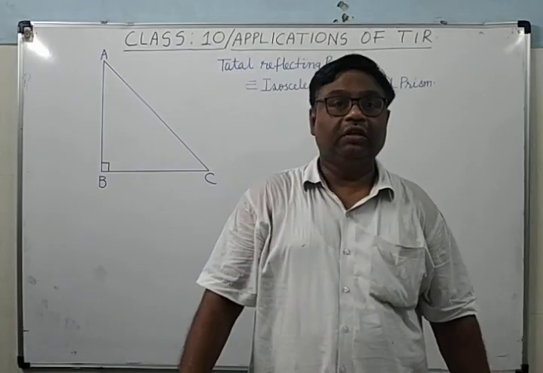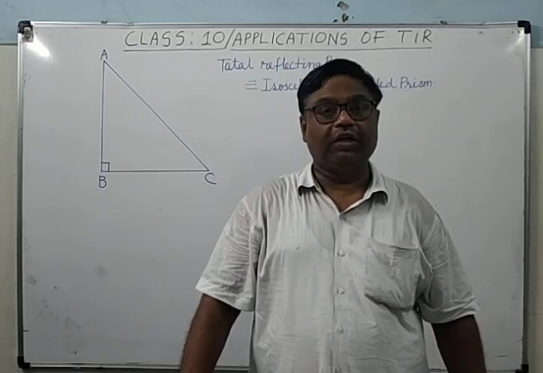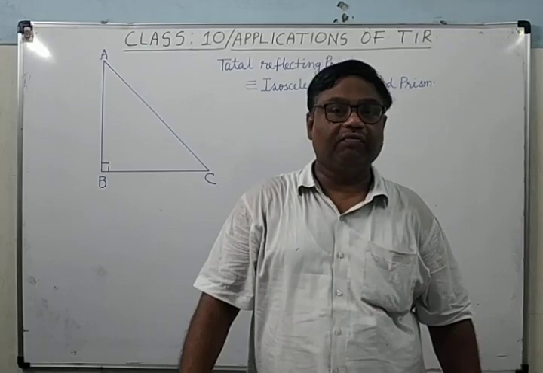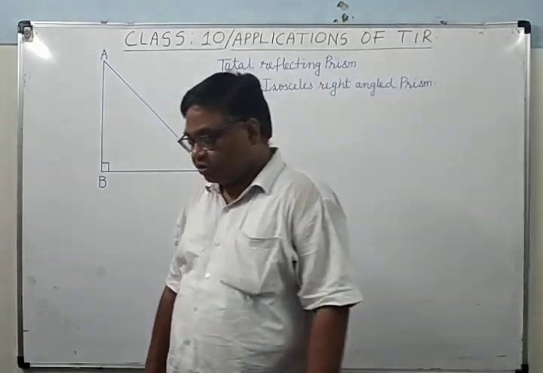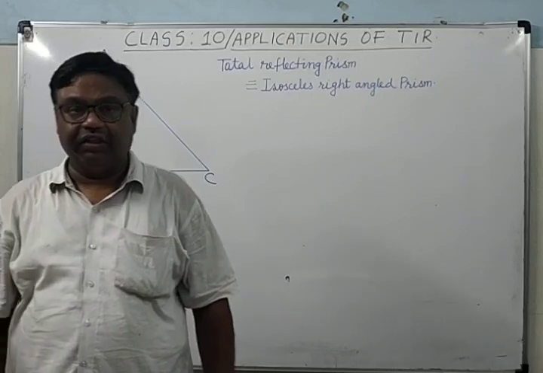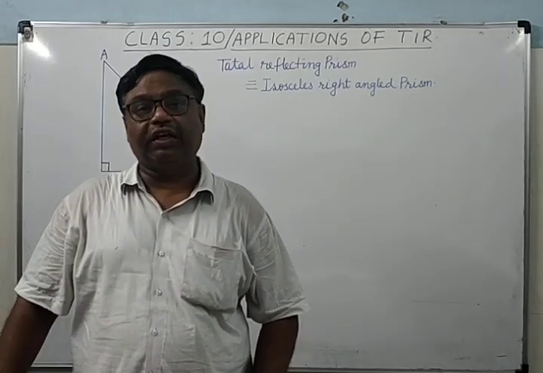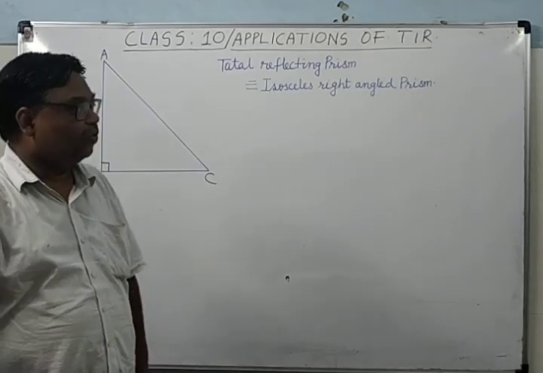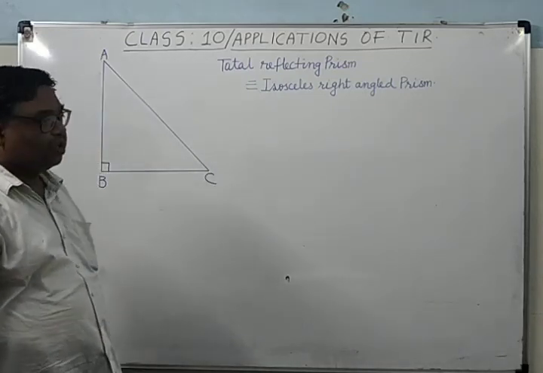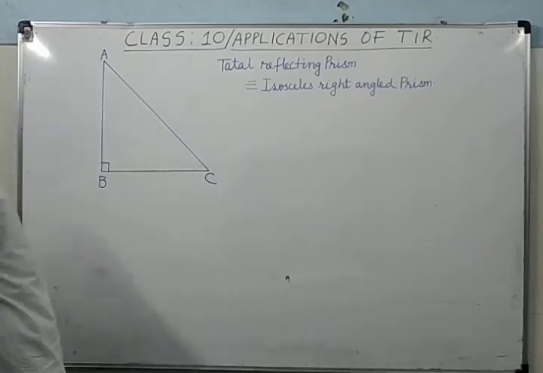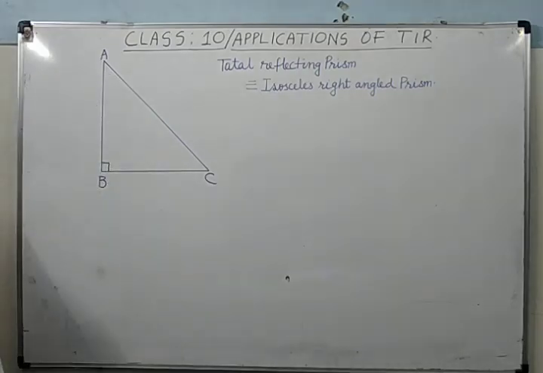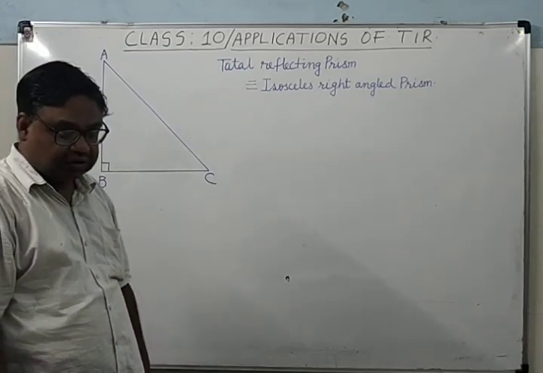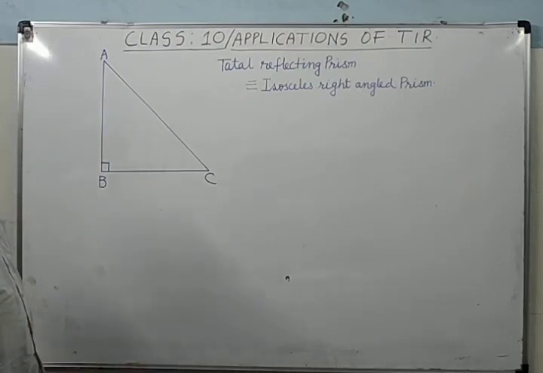Hello students, today in this lecture of total internal reflection, we will discuss some applications of total internal reflection. So we will see how total internal reflection takes place through various prisms. First I am going to discuss total internal reflection through total reflecting prisms. A total reflecting prism means an isosceles right angled prism.